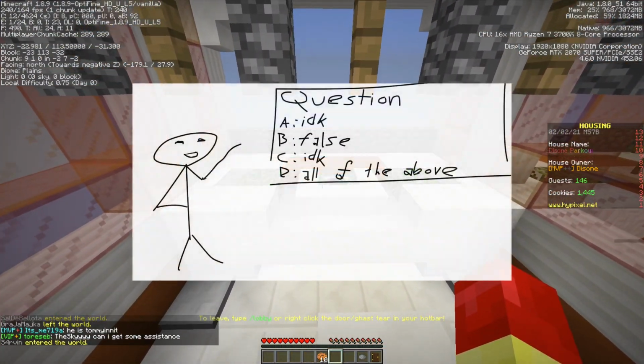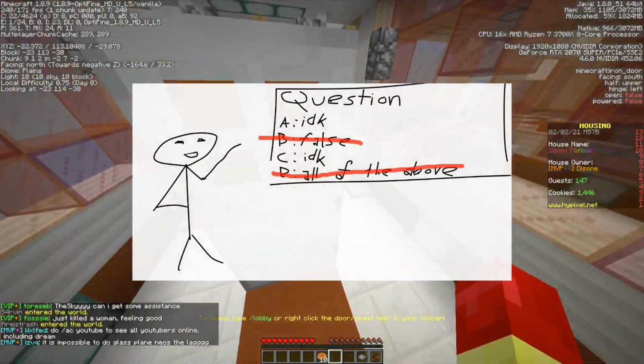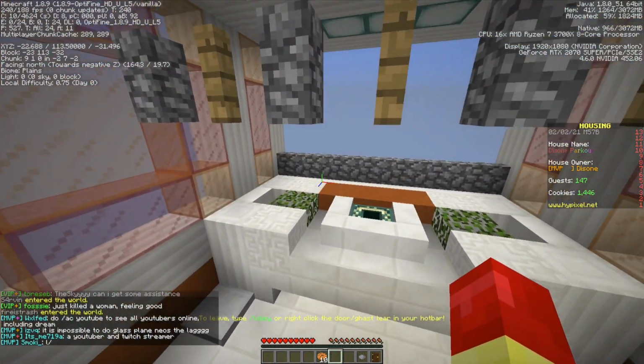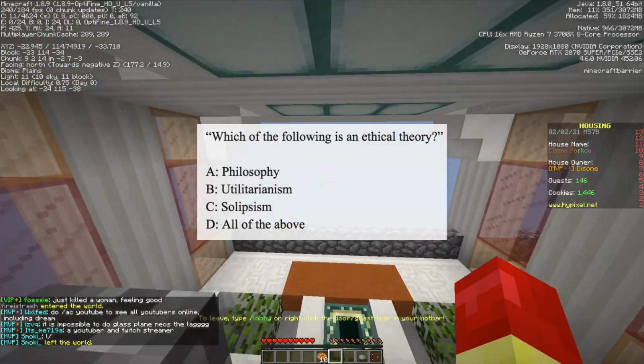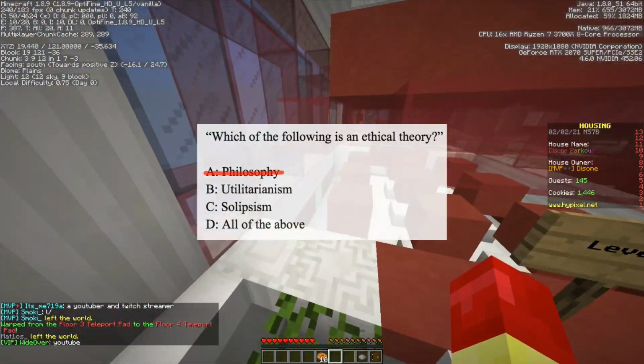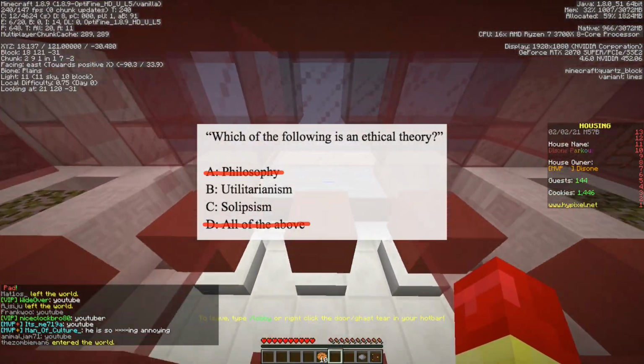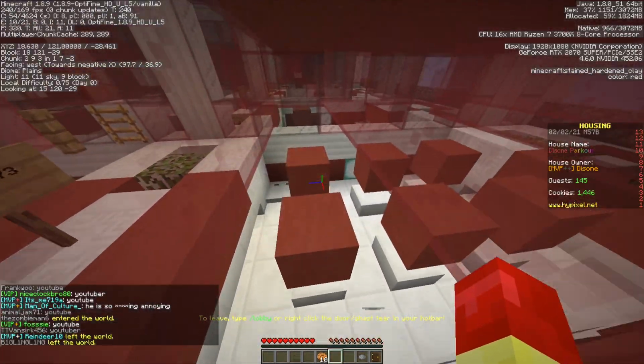Likewise, if you know for sure that one of the options is false, then you can eliminate all of the above as a possible option. That's a 2-for-1 deal in process of elimination terms. So, another example to illustrate. If you know that philosophy is not an ethical theory, then you also know that all of the above cannot be the answer. This is a much simpler concept, admittedly. Most of you probably already know this, but I hope this is helpful if it so happened that you didn't.